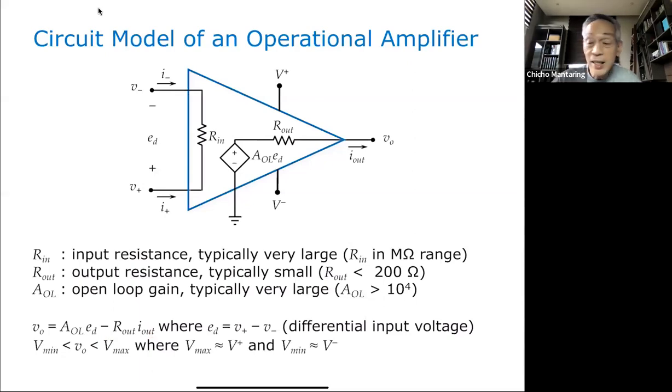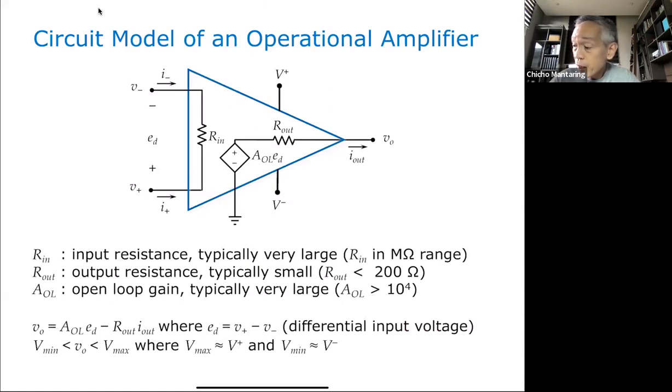Now ED, this ED is actually the voltage from your non-inverting input to your inverting input. So that is V plus minus V minus. And we call that our differential input voltage. So I'm just now describing some terminology when it comes to op-amps. That is called your differential input voltage.